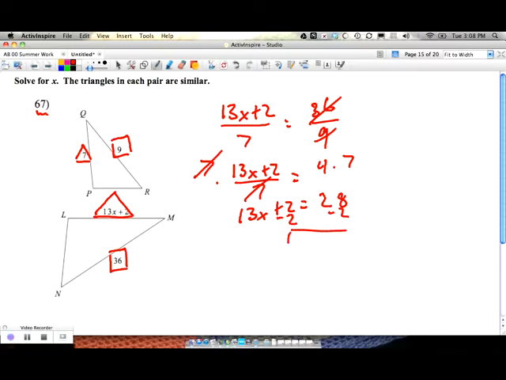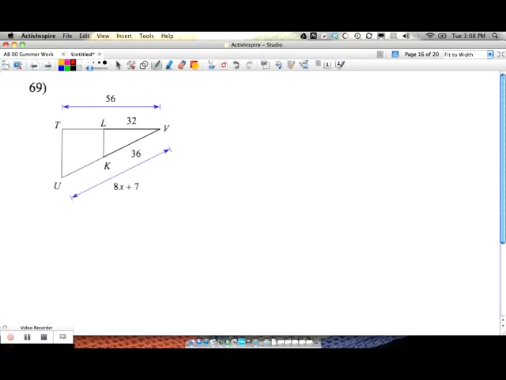Now it's just algebra, two steps. Subtract 2 from both sides. 13x equals 26. Divide by 13. And then x equals 2. And that's all we had to do, because it just said solve for x. Didn't say find a measure, just said solve for x.